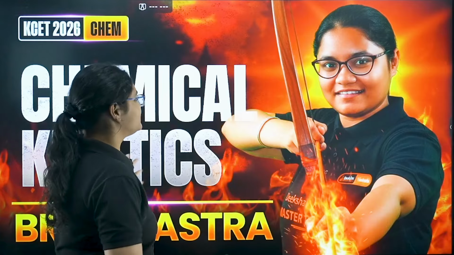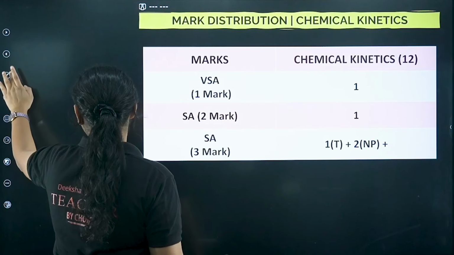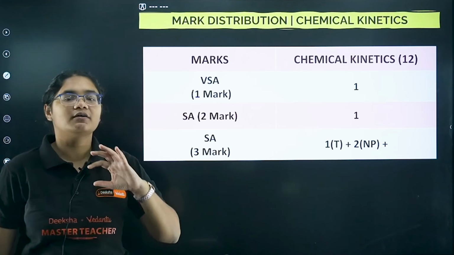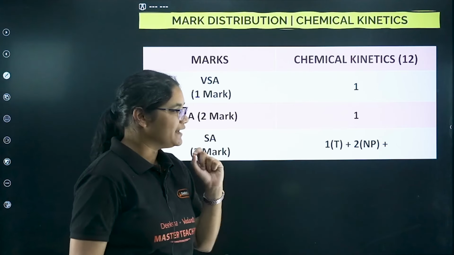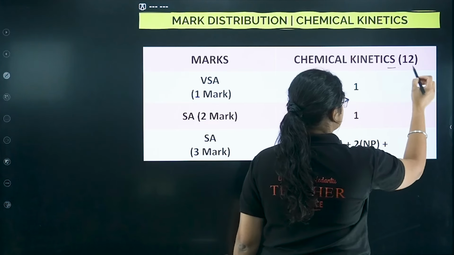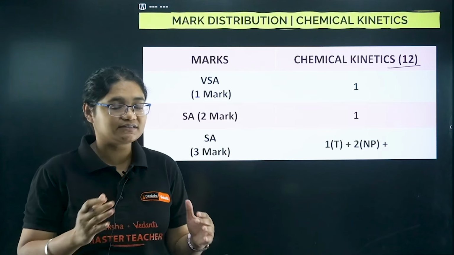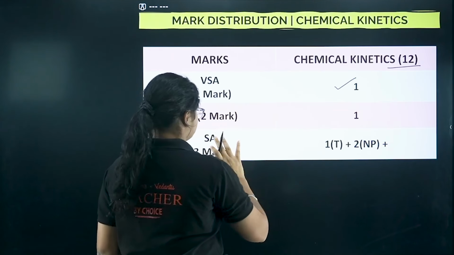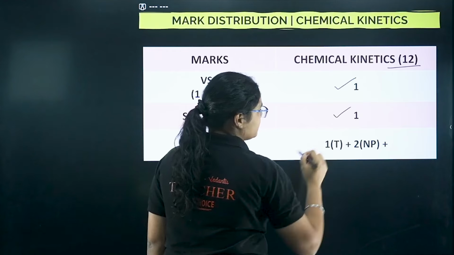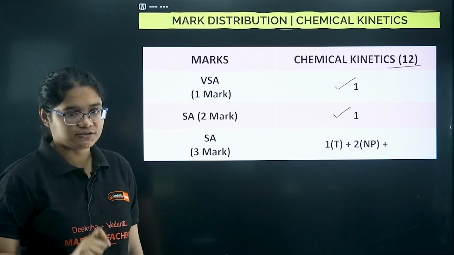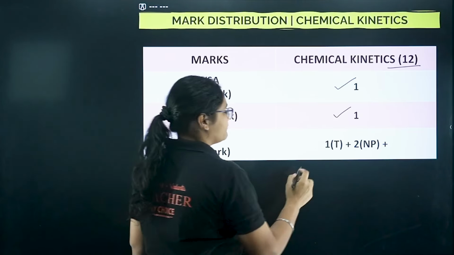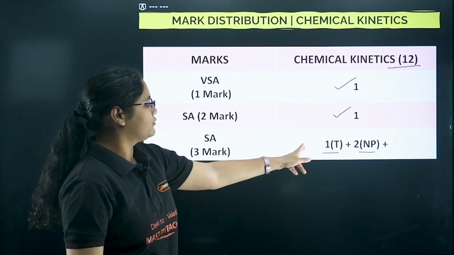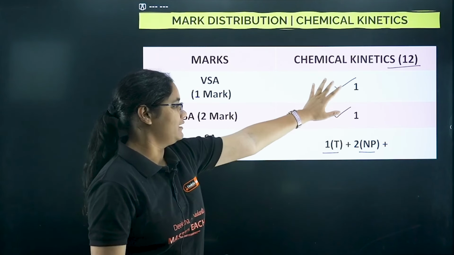First of all, let's see the blueprint, or the marking scheme, of this particular chapter for your final exams. In total, Chemical Kinetics has a weightage of 12 marks. And how is this 12 marks divided? You will get one very short answer question, one 2-marker question, and three 3-marker questions. One of them will be theory and two questions will be numerical problems. So 3 into 3 is 9, plus 1 and 2, that makes 12.